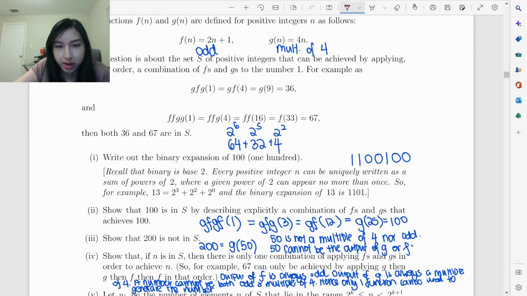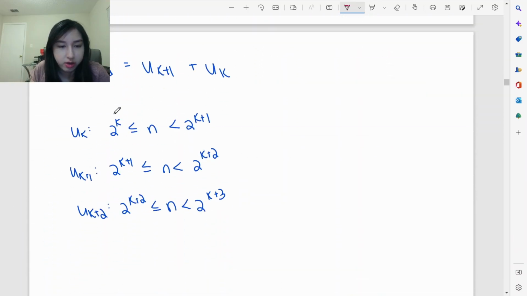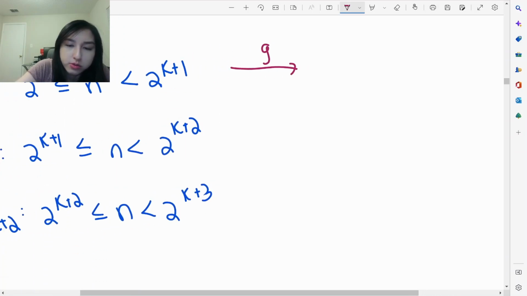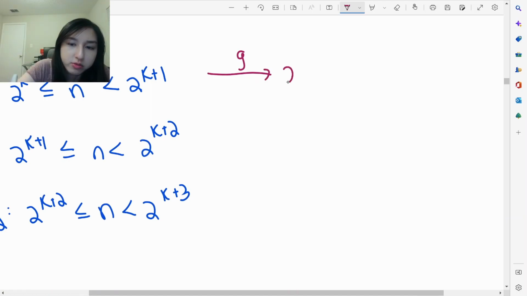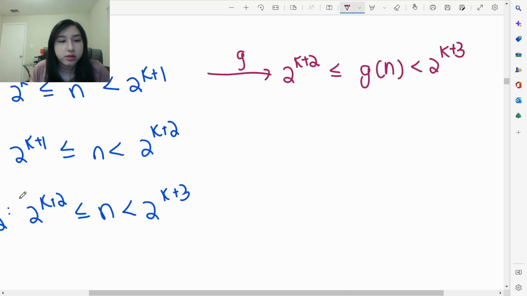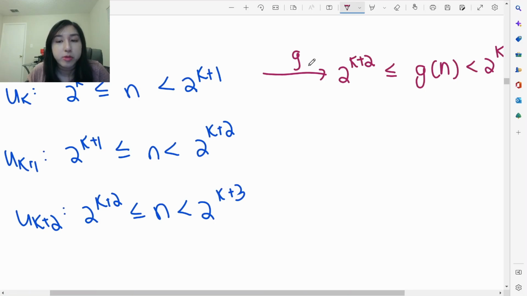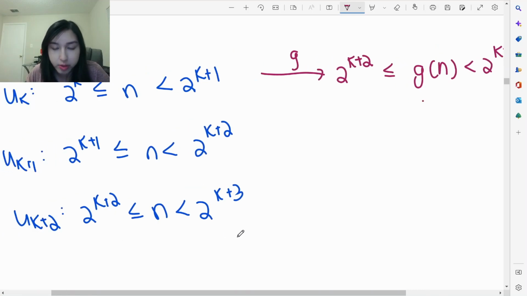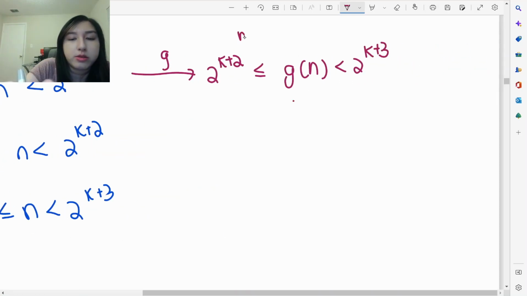We've got 4, either times 4 or times 2 plus 1. So if I want k to become k plus 2, I probably should apply the g function. So for uk, if we apply the g function, you have 2k plus 2 is gn, and then 2k plus 3. Perfect. So if we take any answer from uk and apply the g function, we would get all the multiples of 4 that are in here. We will only get multiples of 4. So I better put that down so I don't forget. Multiples of 4 in this.